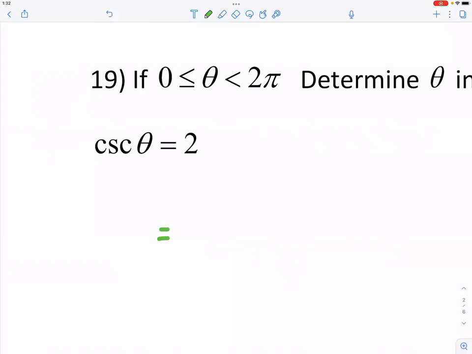To change it back to sine, just go ahead and reciprocate both sides. You can reciprocate both sides and say, hey, if the y is 1/2... no, sorry, my bad. Sine theta is the y value. So if the y is equal to 1/2, what are the angles?